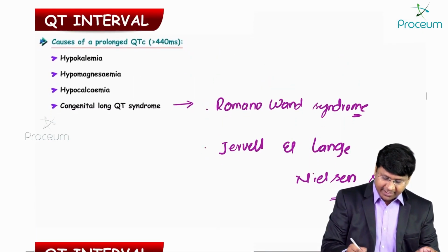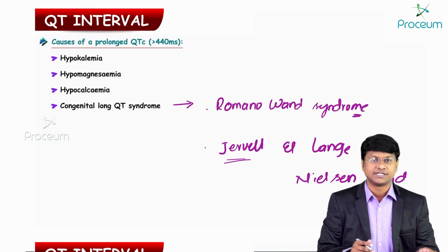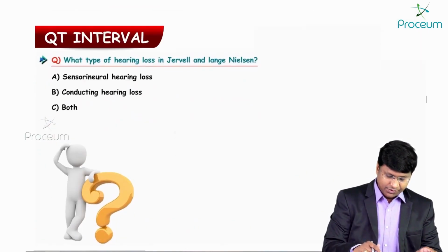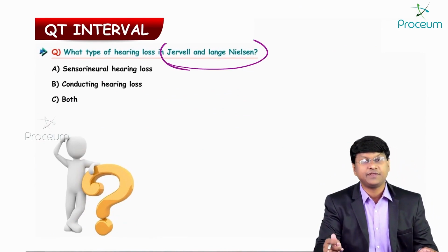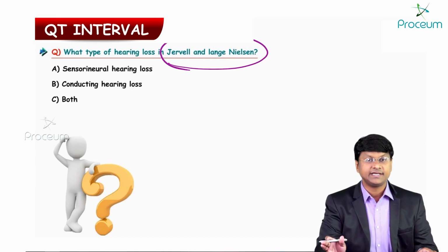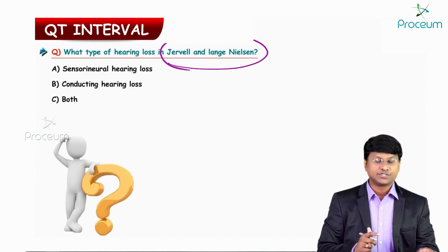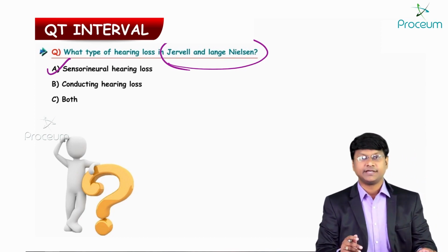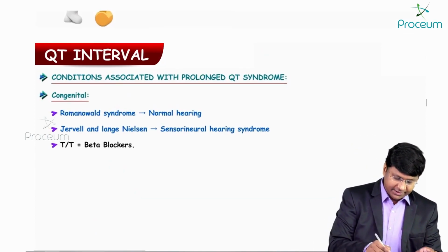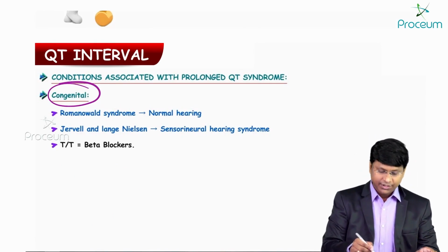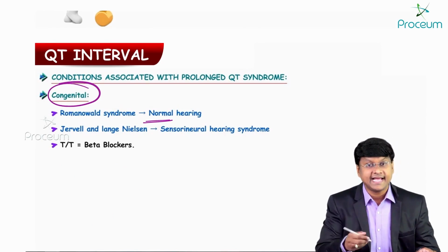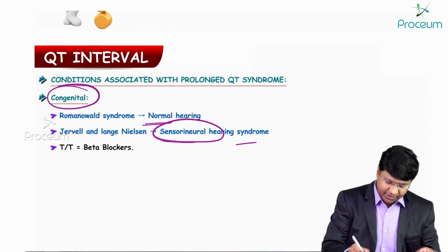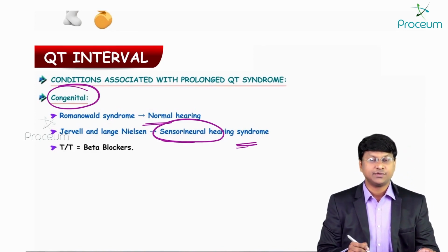And there is one important multiple choice question related to Jervell and Lange-Nielsen syndrome. In this syndrome, there is hearing loss. What type of hearing loss is seen in Jervell and Lange-Nielsen syndrome? Sensory neural hearing loss, conductive hearing loss, or both? The answer is sensory neural hearing loss. So among the congenital causes for long QT syndrome, in Romano-Ward syndrome you will have normal hearing, whereas in Jervell and Lange-Nielsen syndrome, you have sensory neural hearing loss.